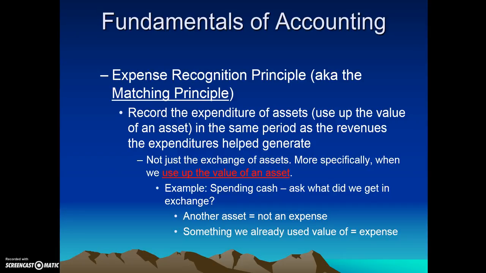So for example, when our company spends cash, it doesn't necessarily mean we've had an expense. What I want you to do is ask, what did we get in exchange? What did our company get in exchange for spending that cash? In other words, did we get another asset? If so, it's not an expense. So for example, if our company spends $100 but gets a diamond ring, which it can sell in the future, have we gotten an expense there? No. What we've done is exchange one asset, cash, for another asset, a diamond ring. Only when we use up the value would we have an expense.